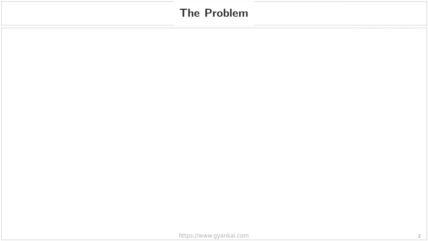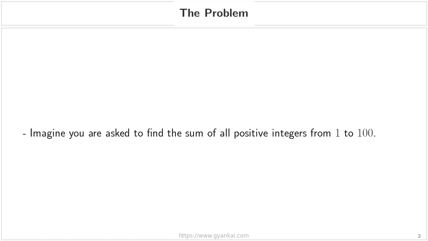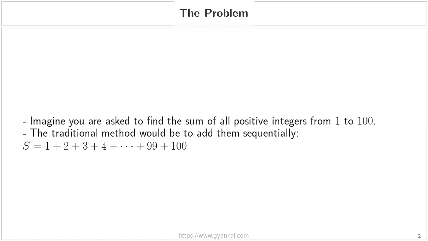The problem. Now that we've introduced the concept and the story behind the Gaussian method, let's look at a concrete problem to see why we actually need this technique. Imagine you are faced with a task. You are asked to find the sum of all positive integers starting from 1 all the way up to 100. If you were to use the traditional standard method, you would simply add them one by one in order. You would write it out as S equals 1 plus 2 plus 3 plus 4 and so on, continuing through 99 and finally adding 100.